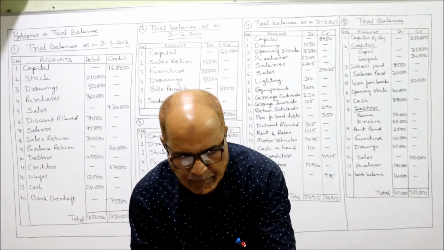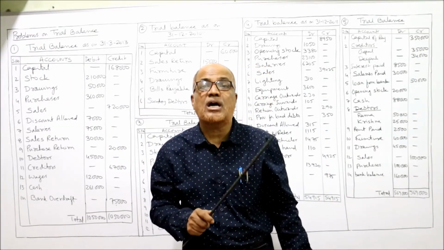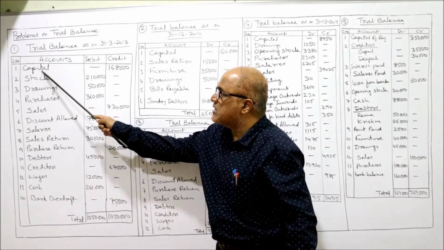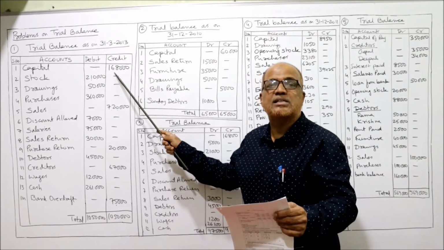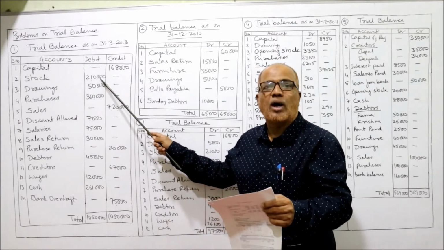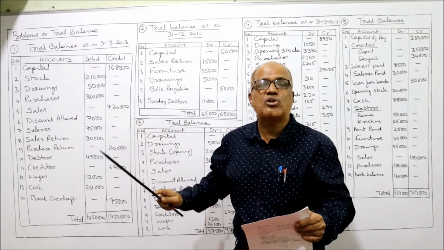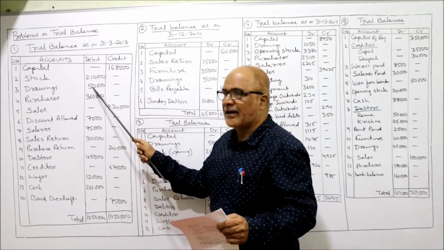Now first item, capital. Capital 1,68,000. Capital will show credit balance. So here you can see capital credit balance 1,68,000. Second, stock. Stock is an asset, debit balance. Stock 2,10,000. Drawings. Drawings are the opposite of capital. Capital will show credit balance. Drawings will show debit balance.